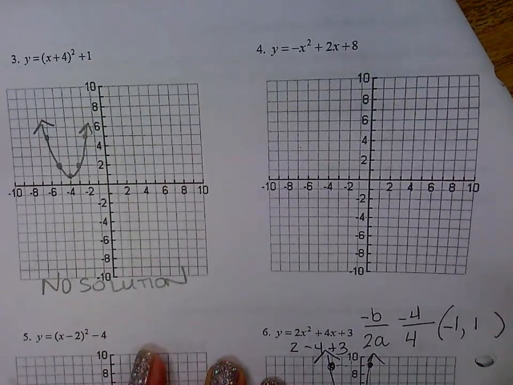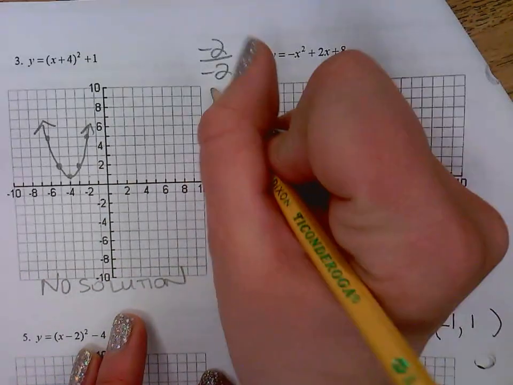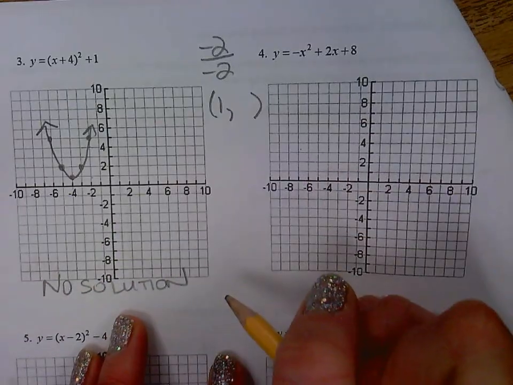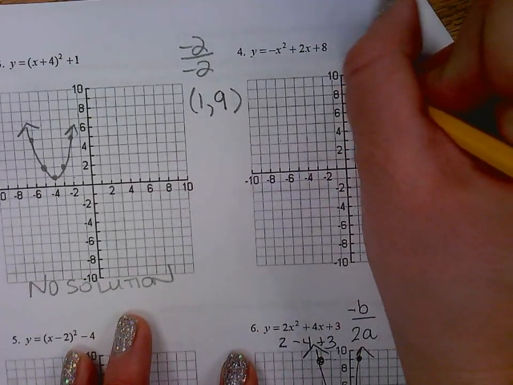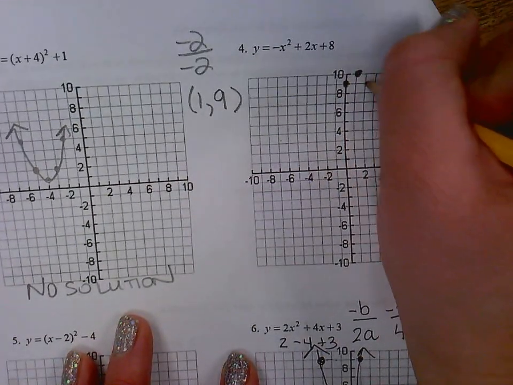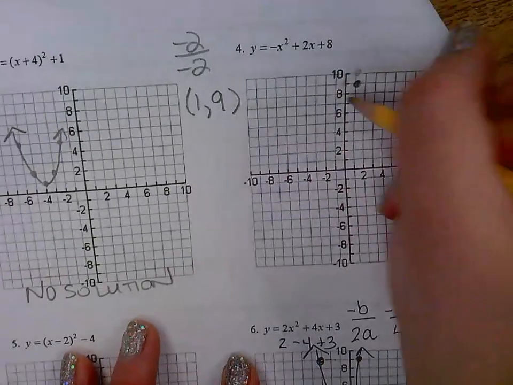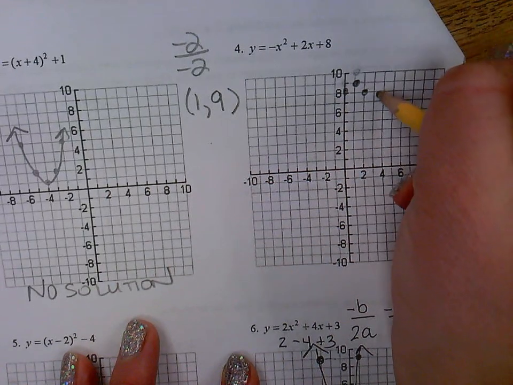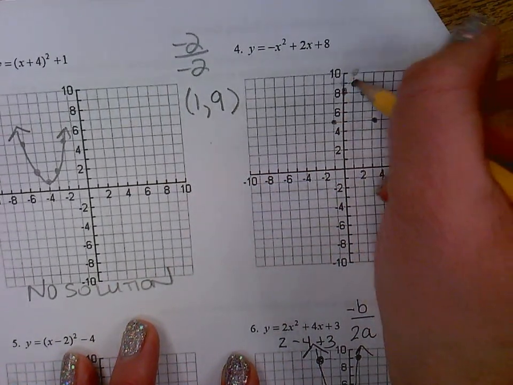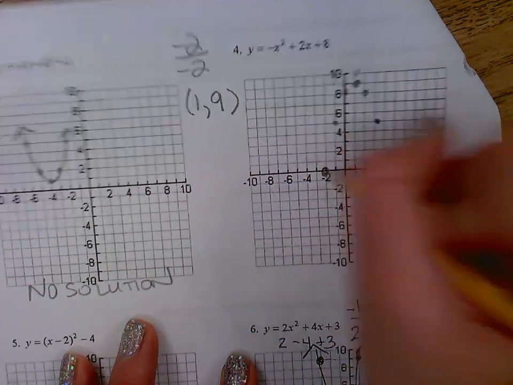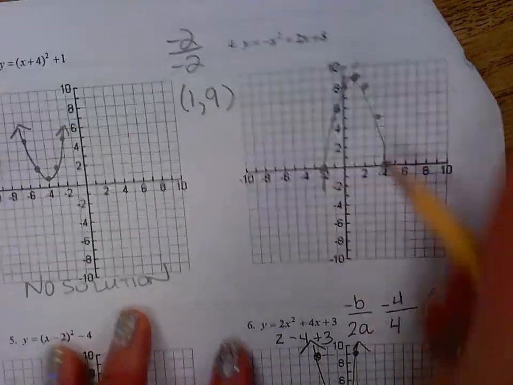Number 4, you do negative b over 2a and you get positive 1. When you plug it back in, you would get positive 9. So you're at 1, 9, and you go down 1 over 1, down 2 over 4, and down over 3, all the way down 9 hits your x-intercept. So did you get your x-intercept at negative 2 and positive 4?